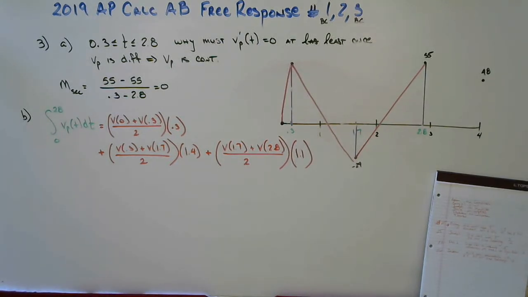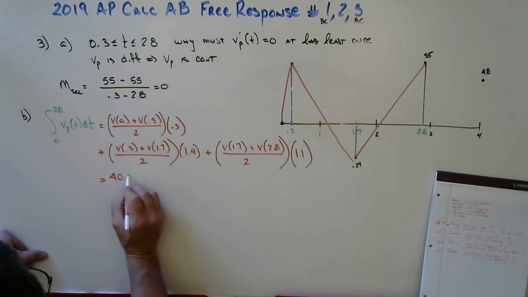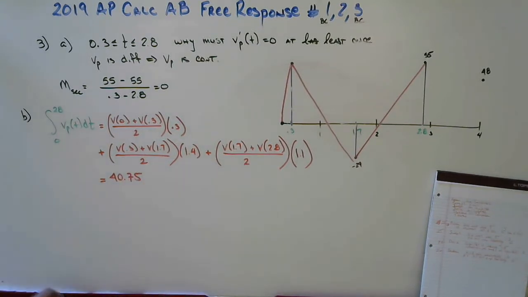Okay. Now, if we do all of that math correctly, and I'm not going to work out the arithmetic here, we should get 40.75. Right? So remember, the trapezoid rule is the average value of the heights, so you add them together and divide by 2, times the width. All right? What about part C?